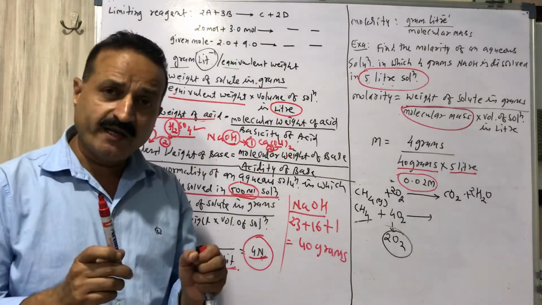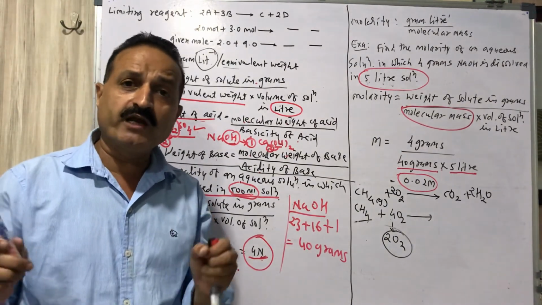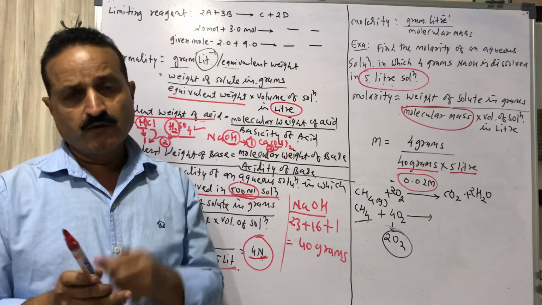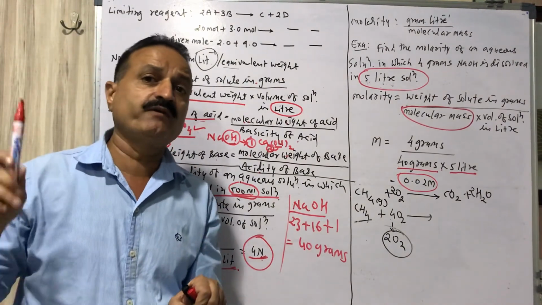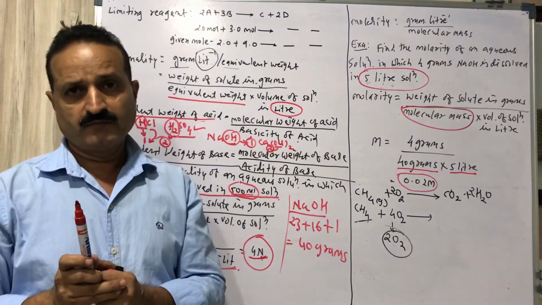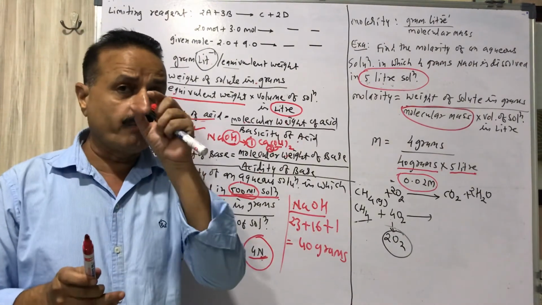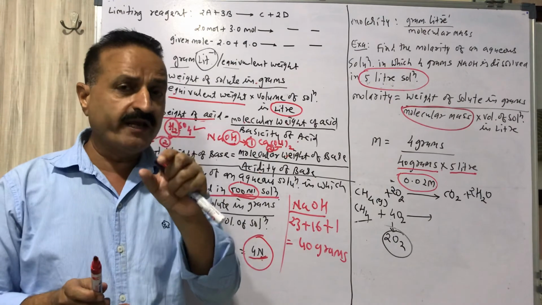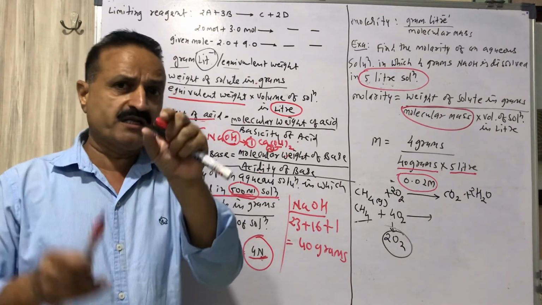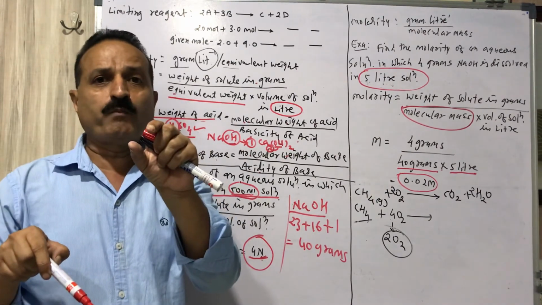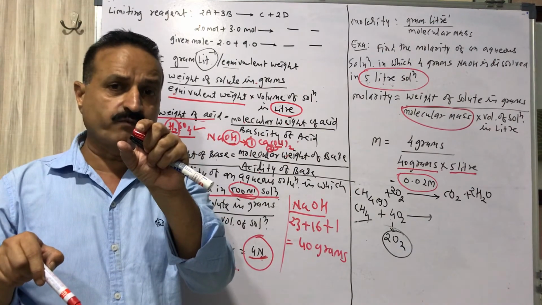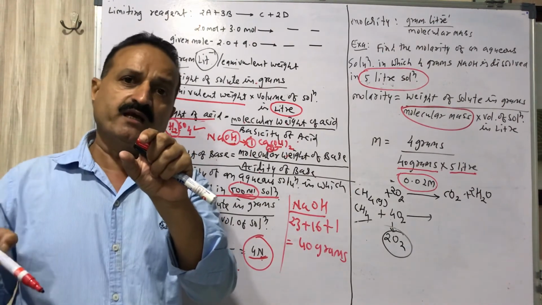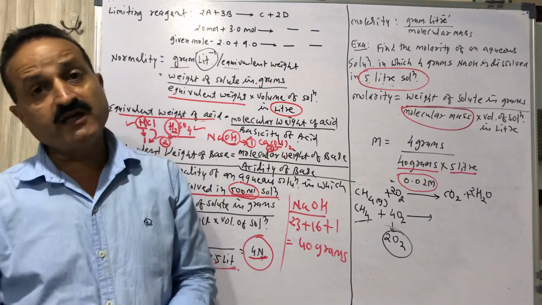So normality and molarity are very close to each other. Normality has the equivalent weight while molarity has the molecular mass. The value of equivalent weight is calculated by the molecular mass divided by the number of H present for an acid, or the number of OH present for a base, as the denominator.